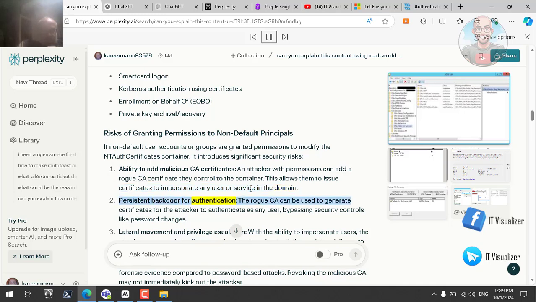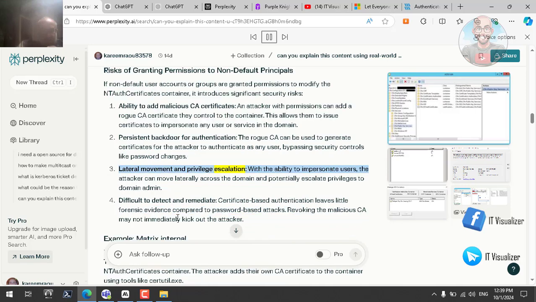Persistent backdoor for authentication: the rogue CA can be used to generate certificates for the attacker to authenticate as any user, bypassing security controls like password changes. Lateral movement and privilege escalation: with the ability to impersonate users, the attacker can move laterally across the domain and potentially escalate privileges to domain admin. Difficult to detect and remediate: certificate-based authentication leaves little forensic evidence compared to password-based attacks. Revoking the malicious CA may not immediately kick out the attacker.